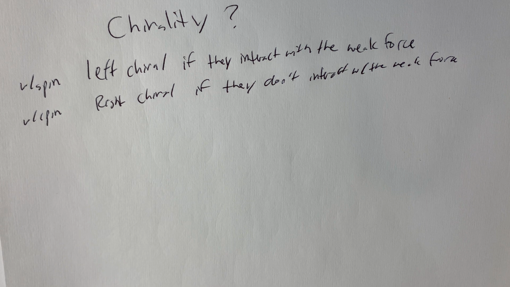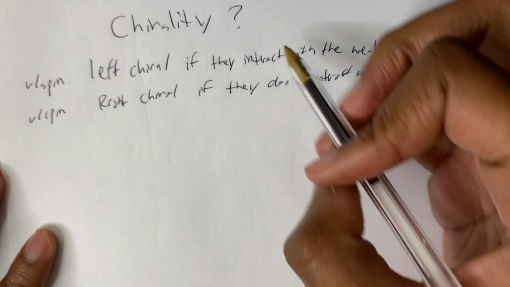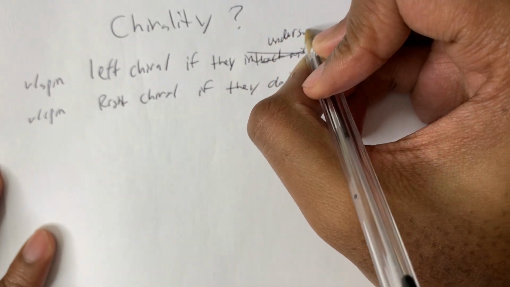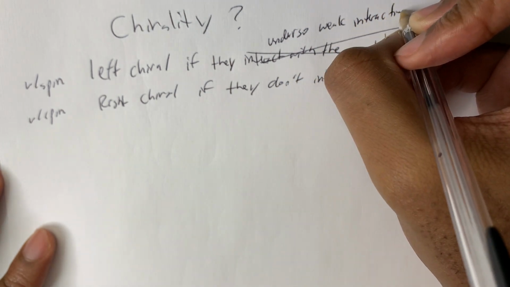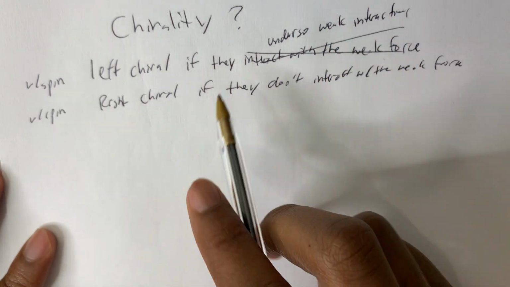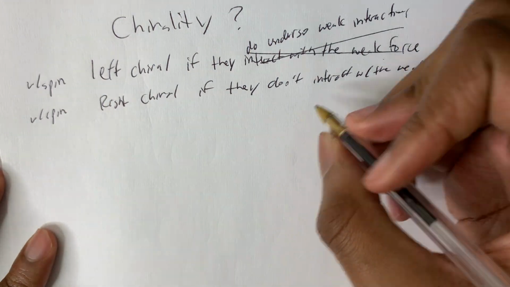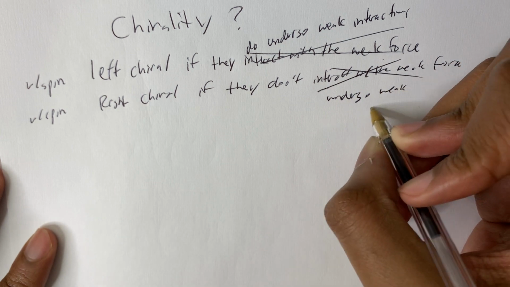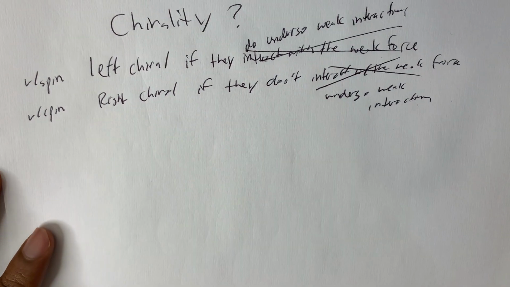So, yeah, basically, I think actually it should be if they undergo weak interactions. I think that's a bit more explicit. If they do undergo weak interactions, they're left chiral. If they don't undergo weak interactions, then they're said to be right chiral.